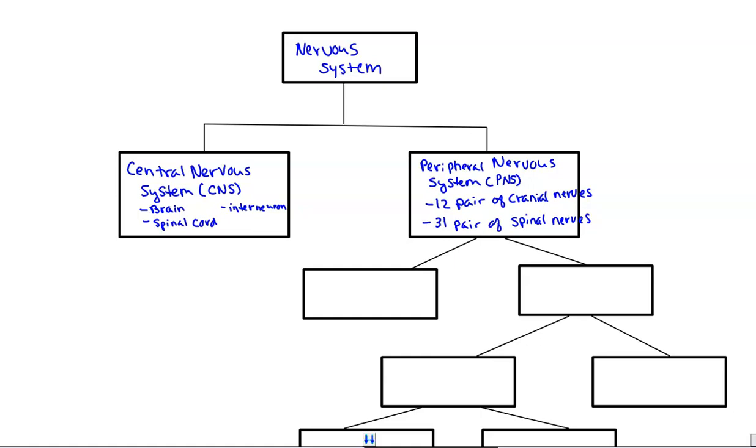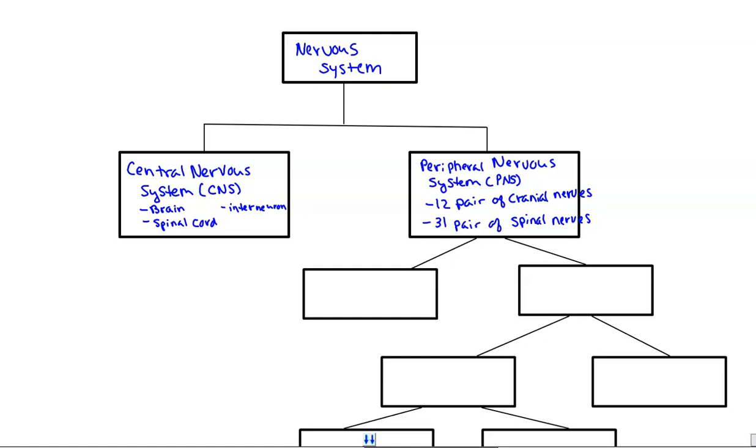As we continue, you're going to see there is a special neuron in there called an interneuron, and it is inside of your spinal cord. So the interneuron is there. Your brain, spinal cord, and interneuron are what make up the central nervous system.